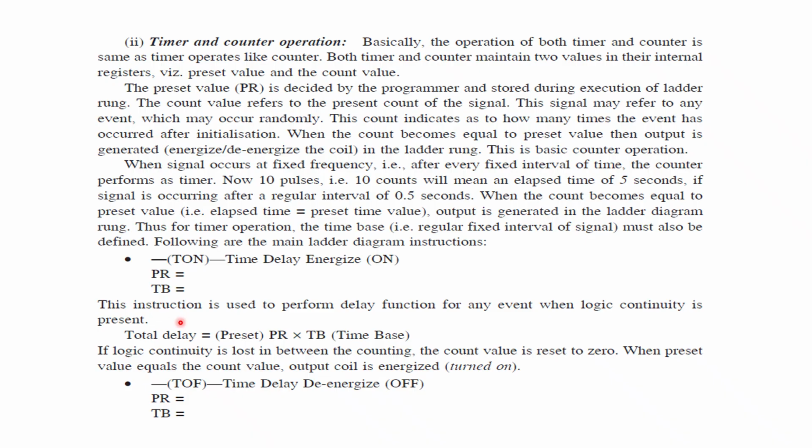You have to define what the delay has to be, so that a particular sequence gets turned on or a particular sequence gets turned off. This instruction is used to perform the delay function for any event when the logic continuity is present. That is the on delay, and similarly the off delay has a preset value and the time base. So these are the basic timer operations used in the PLC.